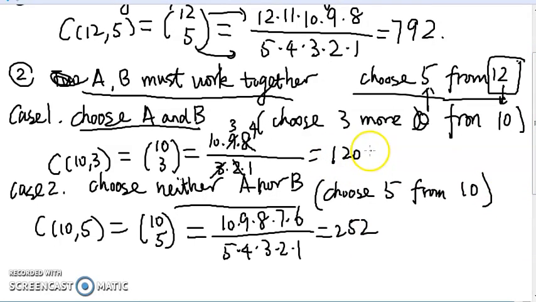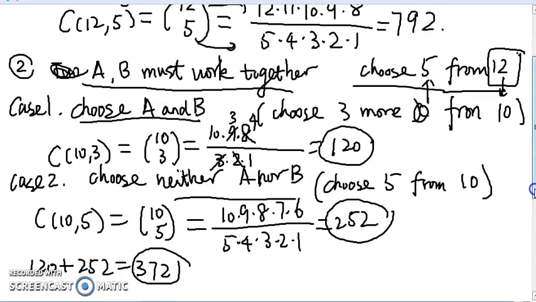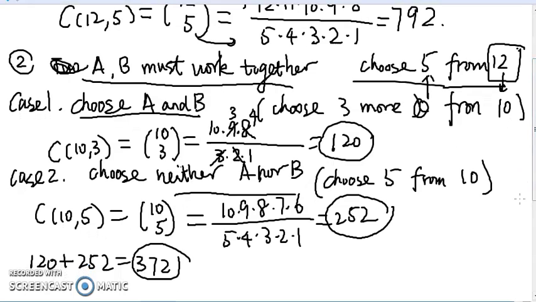And now we're adding. If we choose A and B, we have 120 ways to choose 5 people, containing A and B. There are 252 ways of choosing 5 people without A and B. Together we have 120 plus 252, which is 372 ways to choose 5 people, either containing both A and B or containing neither. So these 372 ways do not include having only A or only B.